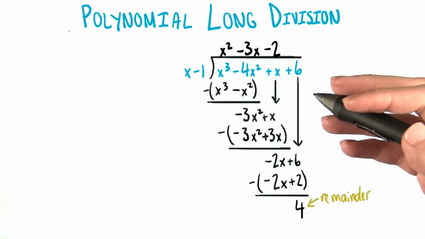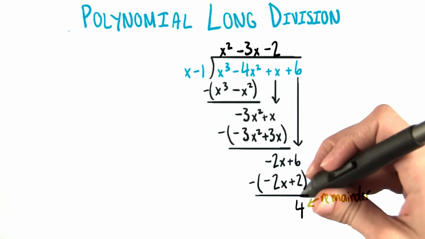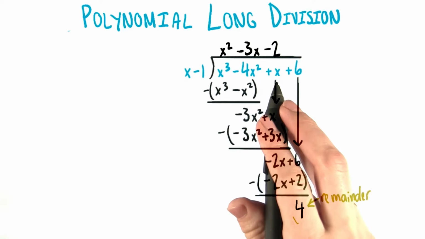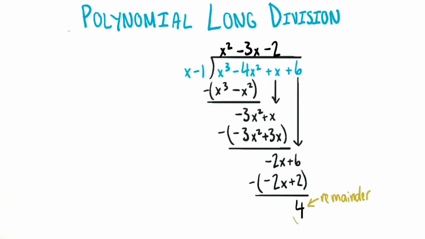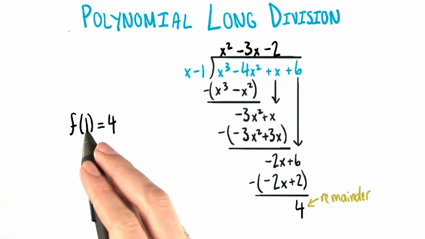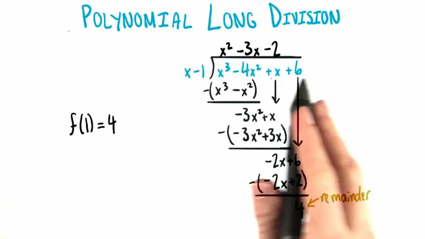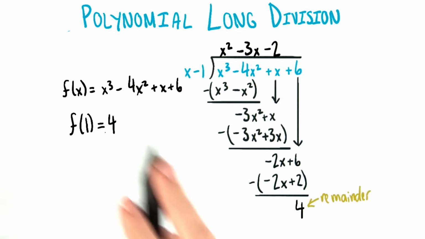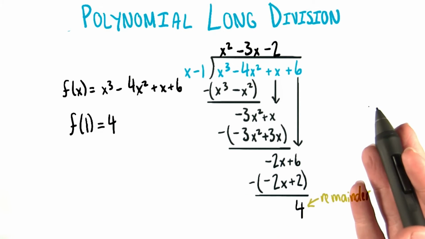So one thing that's really interesting to note here is that the remainder that we got when we divided x cubed minus 4x squared plus x plus 6 by x minus 1 is the same as the number that we got when we plugged 1 in for x in this function. That's pretty interesting. This would be a pretty incredible coincidence if it weren't actually caused by something.